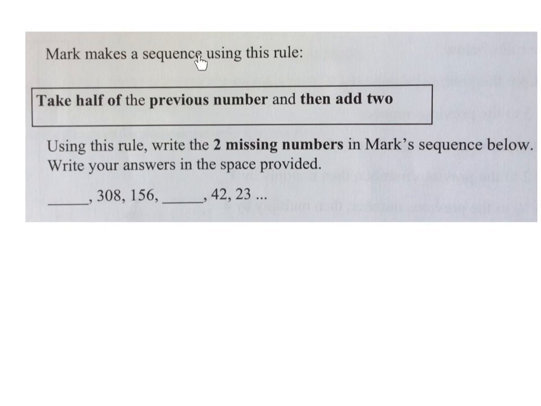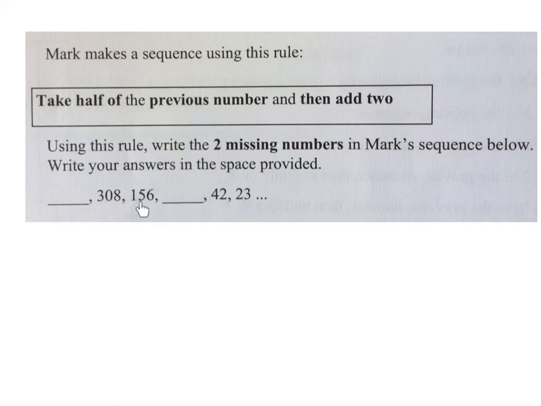Mark makes a sequence using this rule. Take half the previous number and then add 2. Using this rule, write the 2 missing numbers in Mark's sequence below. So let's just look at an example first. Here we have 42. If we take half of that, which is 21, and then we add 2, which gives me 23. So he's followed that sequence to get from 42 to 23.